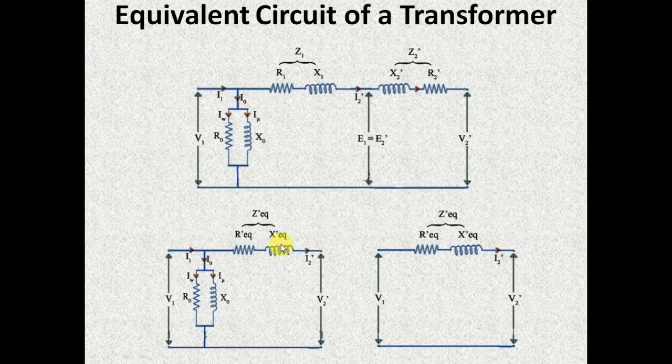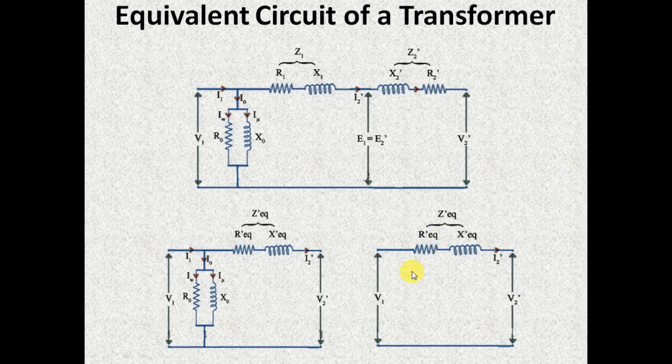This is actually the primary equivalent. If you are neglecting this I0 current, this branch, then the current which will be flowing through this will be I1, and this, as I told you before, is actually R01. So the loss which is occurring in this equivalent branch will be I1 square R01. Similarly, we can obtain the secondary equivalent circuit.